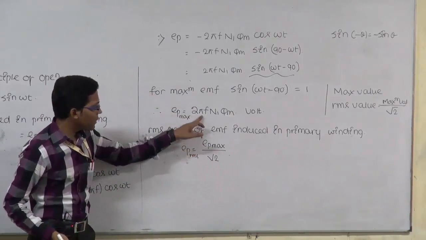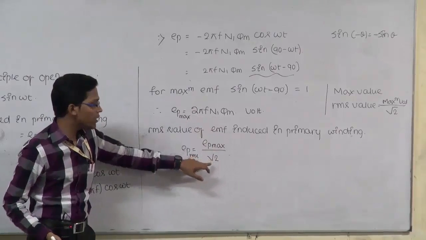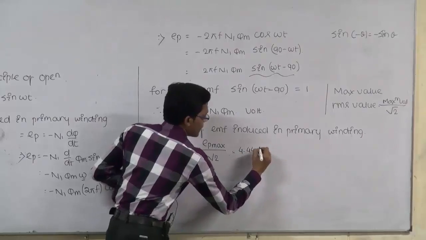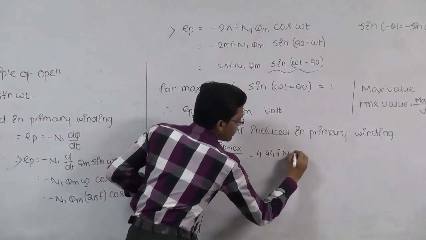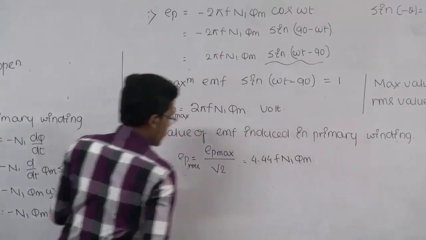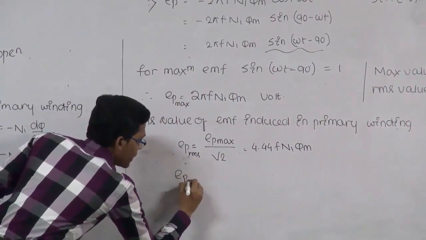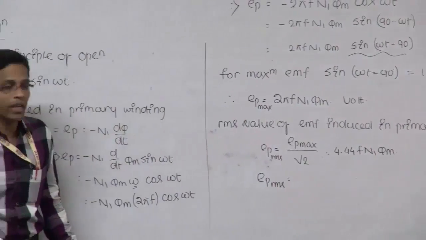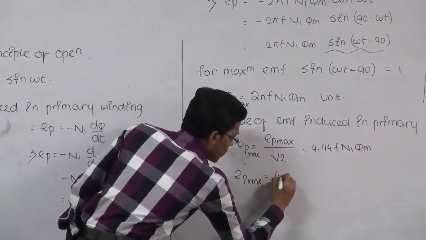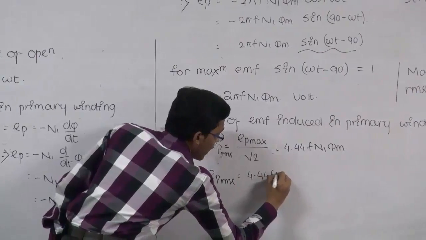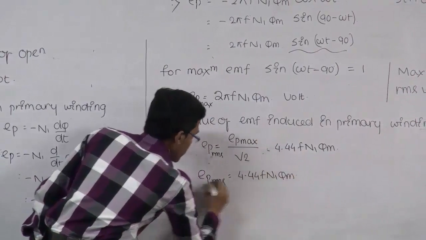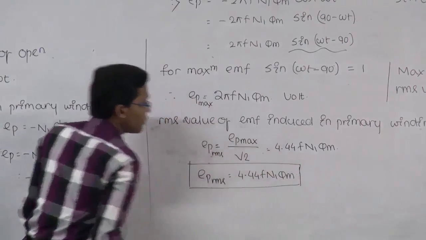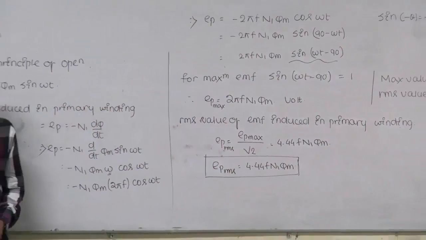So if you divide EP max, which is given by this equation, by root 2, we get 4.44 f N1 φm. Finally, the EP RMS value, or the EMF induced in the primary winding, is given by 4.44 f N1 φm. So this is the EMF induced in the primary winding.